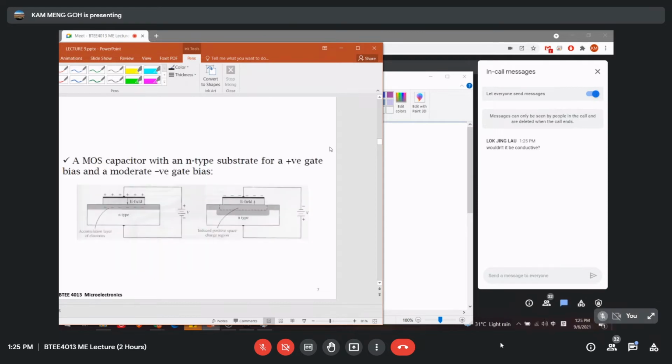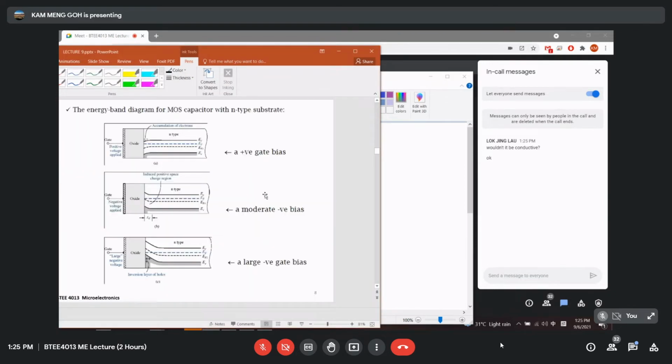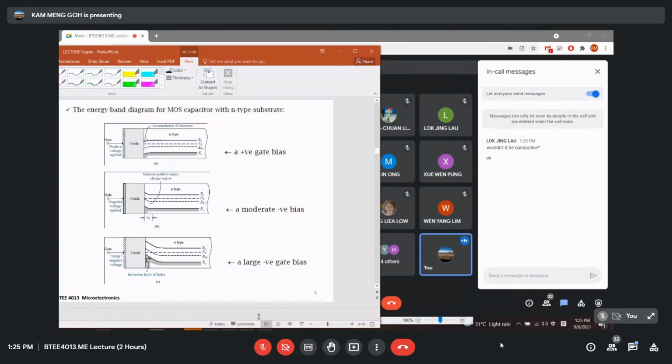It will still be a conductive semiconductor. Why are we going to use a semiconductor? Because sometimes we want it to be non-conductive, sometimes we need it to be conductive. That's why we need to use a semiconductor. So let's see this, one of my slides here.